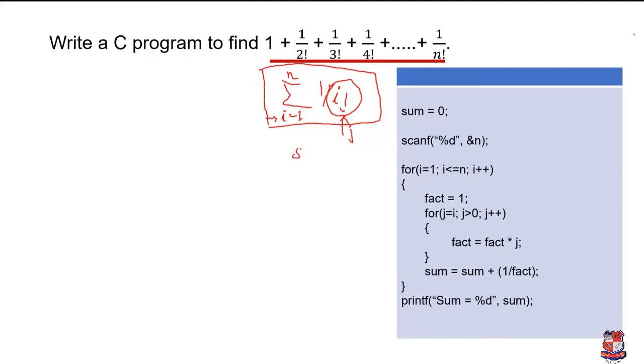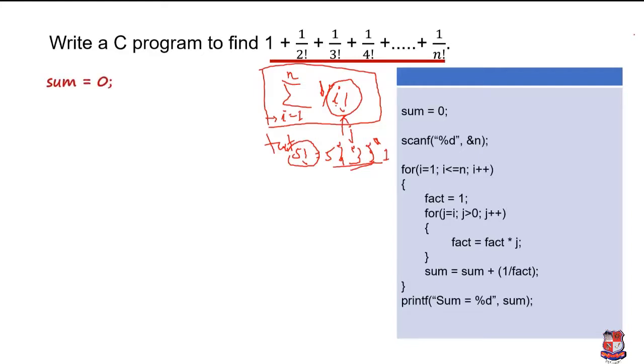For example, if we have to find the factorial of 5, then what we have to do: 5 into 4 into 3 into 2 into 1. Okay, so the answer of this is the answer of our factorial. So we have to take a variable fact and find the factorial separately, and then we have to do 1 divided by that factorial value. Okay, we'll start with the implementation.